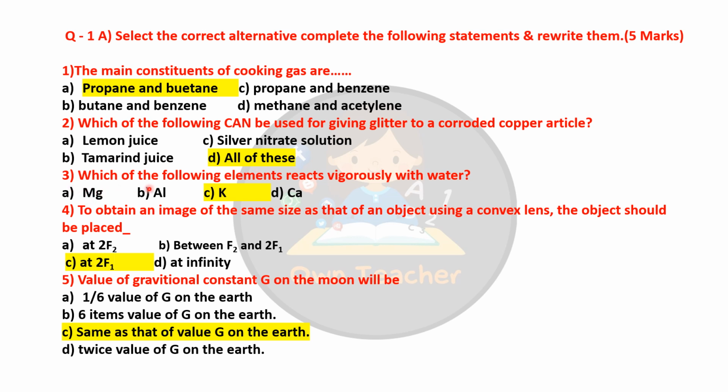Number 3. Which of the following elements reacts vigorously with water? Answer is potassium. Number 4. To obtain an image of the same size as that of an object using a convex lens, the object should be placed... The answer is at 2f1. Number 5. Value of gravitational constant g on the moon will be... Answer is same as that of value g on the earth.